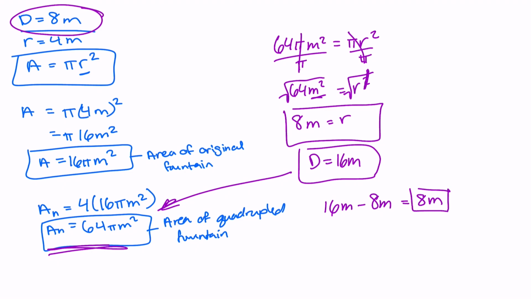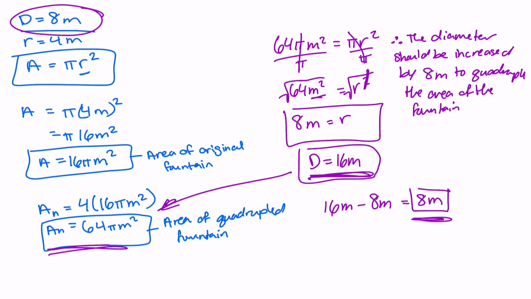And make sure when you're answering word problems, you pay attention to what the question is asking you, and make sure you're answering the right thing. The question's not asking us what diameter produced the quadrupled area. It's asking us how much to increase the diameter by to get the quadrupled area. So that's why our answer is 8 meters. So always make sure you're paying attention to that. So now we can write our therefore statement. And there you go. Therefore, the diameter should be increased by 8 meters to quadruple the area of the fountain.